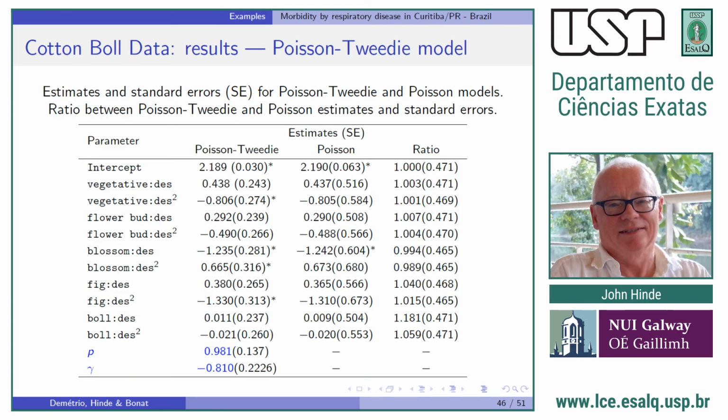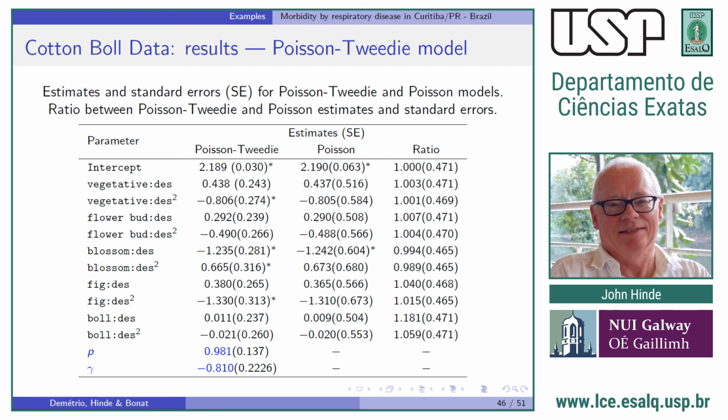So here we go. What we've got is an intercept, and we've parameterized it so we've got the linear and quadratic effects in each of the different stages: vegetative, flower, blossom, fig, and bulb. Poisson-Tweedie estimates, Poisson estimates, and just to help you again, the ratio of the estimates and standard error.